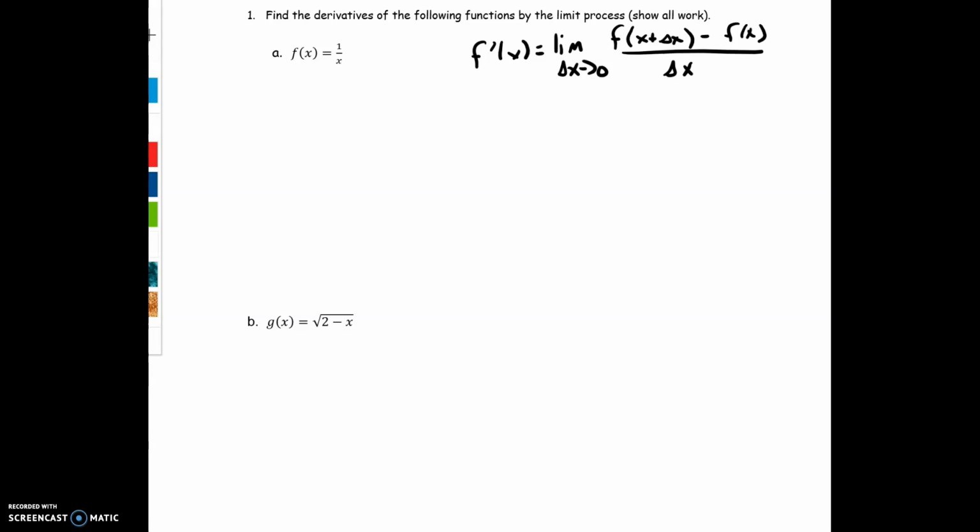So that's equal to the limit as delta x goes to 0 of 1 over x plus delta x minus f of x, which is 1 over x, all over delta x. All right, so now I got some algebra to do. This is one of those cases where I got a complex fraction. So in algebra class, you learned how to deal with these. I'm going to multiply by the least common denominator of these smaller fractions, or the fractions that are in my overall numerator. And the least common denominator is the product of the two.